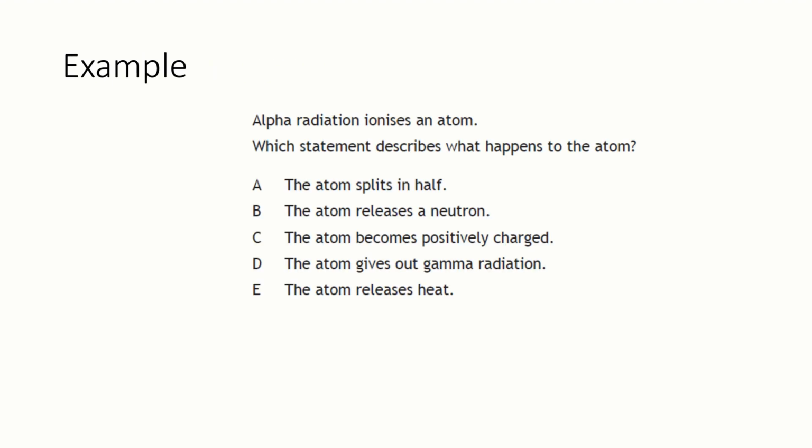Anyway, now we'll have a look at the past paper examples. So the first one, alpha radiation ionises an atom. Which statement describes what happens to the atom? Have a read of the 5 statements, pause the video and come up with an answer. So remember, when alpha radiation ionises an atom, it strips these electrons away from it, and that means that the atom becomes positively charged because it's lost the negative electrons. So your answer's C.